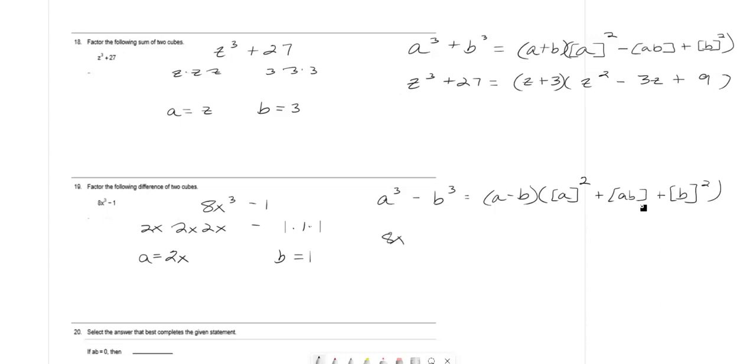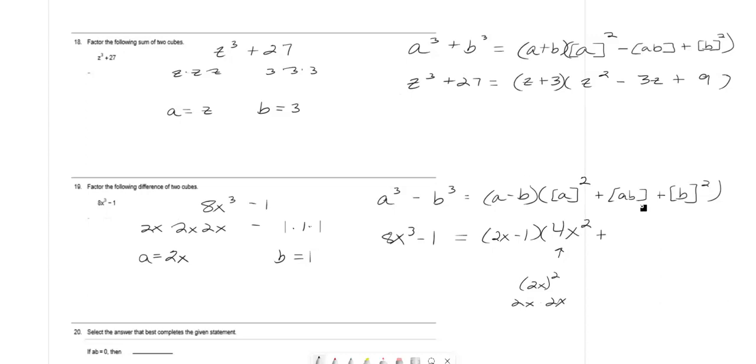And we go here and start to plug in our a's and our b's. For the first part of our factors, we have a minus b. So that's 2x minus 1, times, and then we have our a, and we must square it. So we're taking this 2x and squaring it. I'm not just placing a 2 as an exponent. I'm squaring 2x, meaning 2x times 2x, right? So that gives us 4x squared, plus.